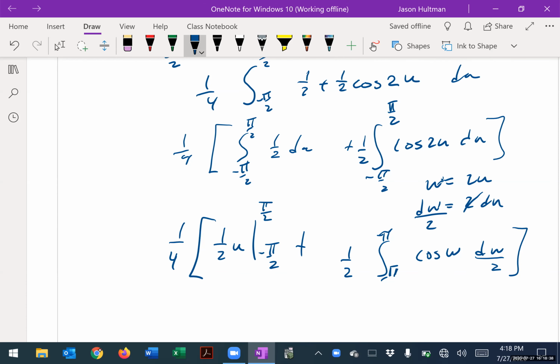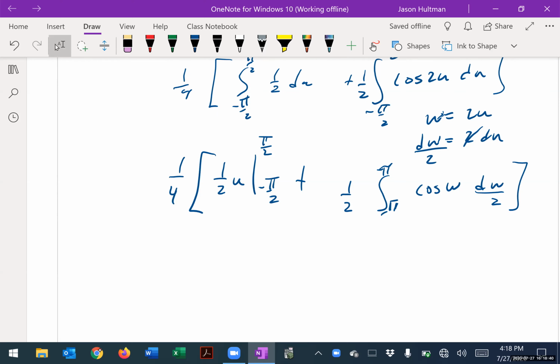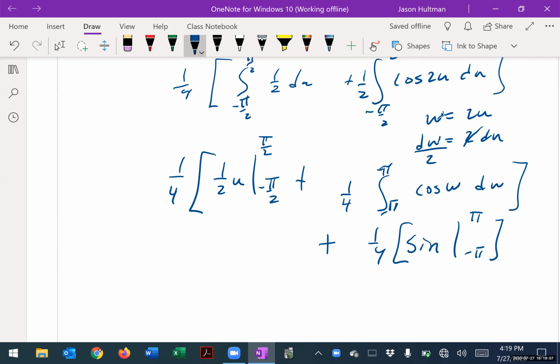Okay. So now I can pull that 2 out in front, and I'm going to make this a 1/4. Let's make that a 1/4, and we'll get rid of the dw over 2. But what is the integral of cosine? Isn't that just sine? So this is sine from pi to negative pi times 1/4, right? And then 1/4 of that whole thing.